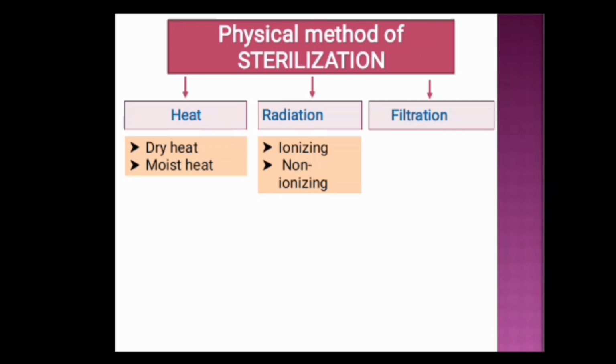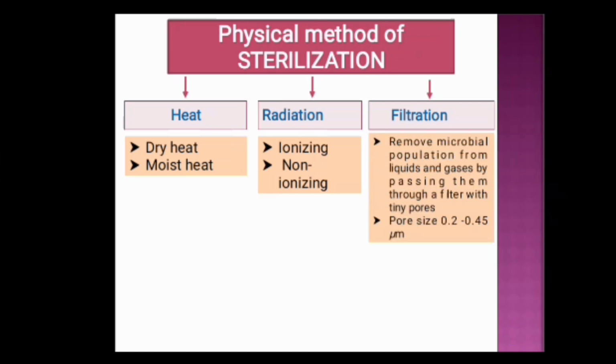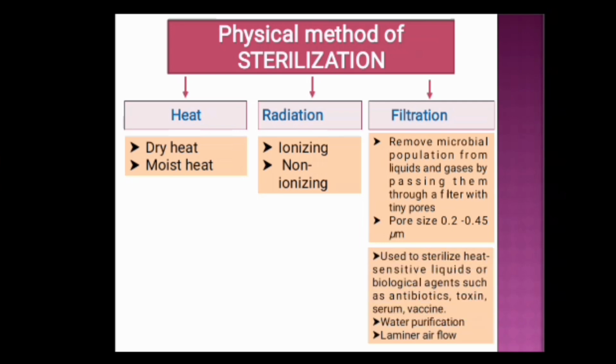This filtration sterilization is a heat-free method that is often used when other sterilization methods are not suitable. It simply removes the microbial population from the liquids and gases by passing them through a filter with tiny pores. The pore size is 0.2 to 0.45 micrometer, and these are used to sterilize heat sensitive liquids and biological agents such as antibiotics, toxin, serum, vaccines. This filtration sterilization is used for water purification, also used in the laminar airflow.